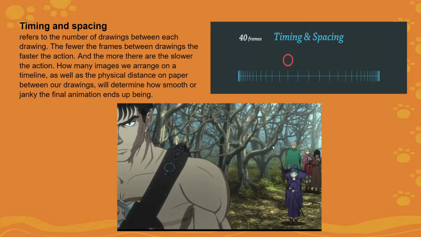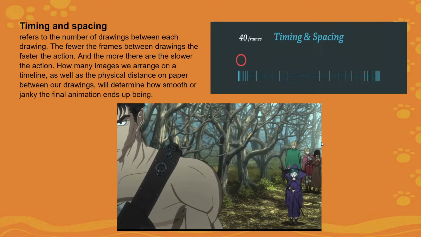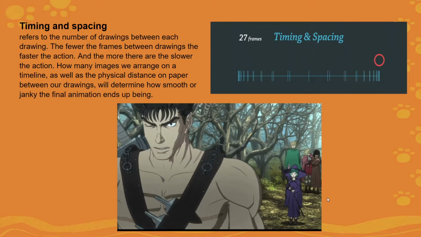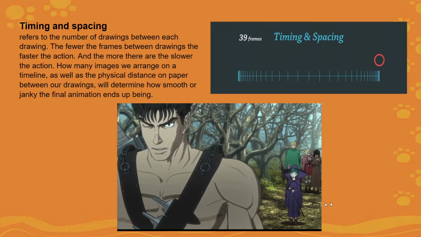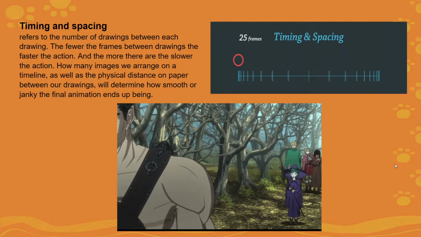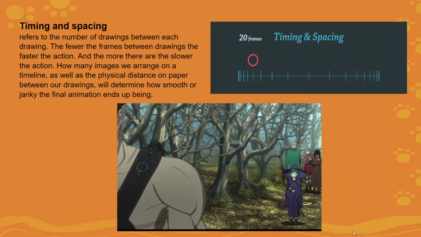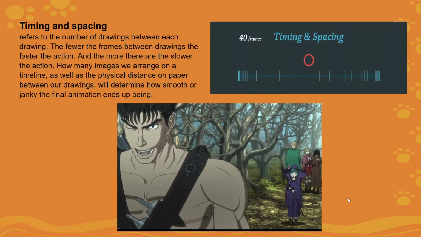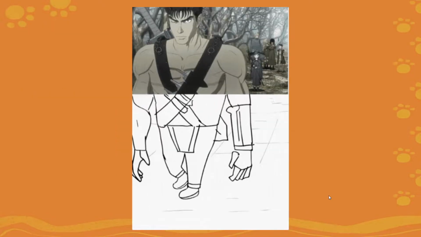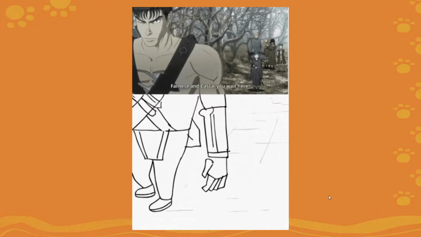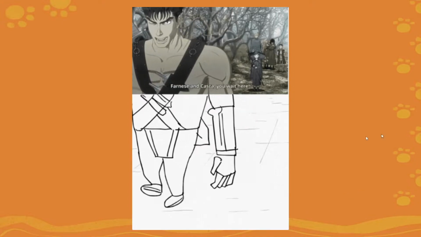So how many images we arrange on a timeline, as well as the physical distance on the paper between our drawings, will determine how smooth or janky the final animation ends up being. Below is an example of very, very bad timing and spacing. When someone walks towards us, especially so close, it feels like they should be moving at a much faster speed. But because the animators wanted to keep him in scene long enough to say his words, it feels like he's taking really small baby steps. So it's literally just bad timing.